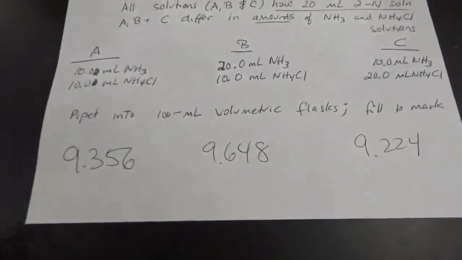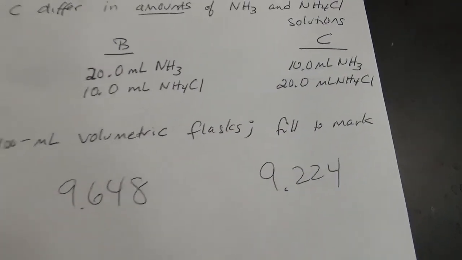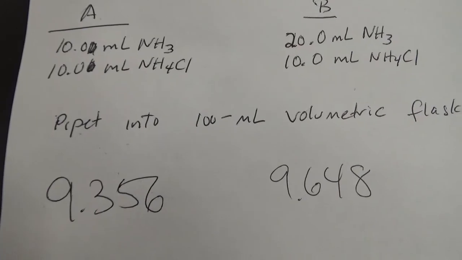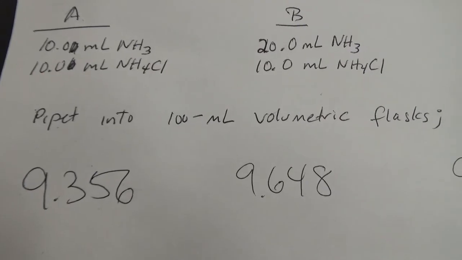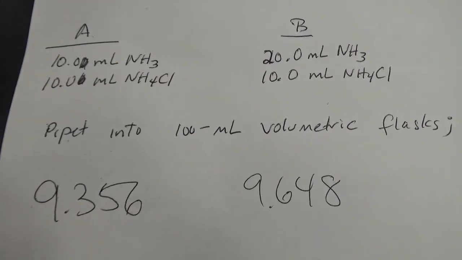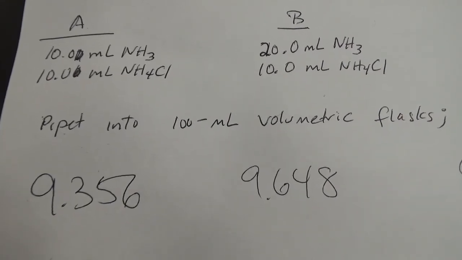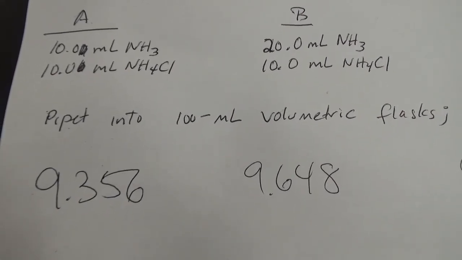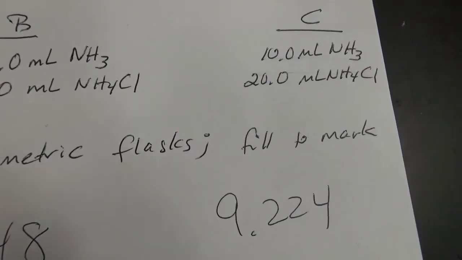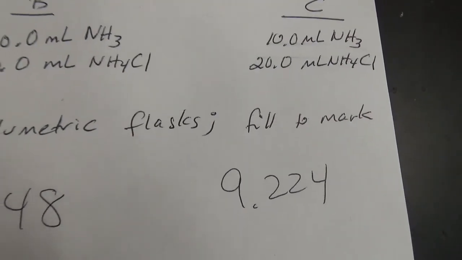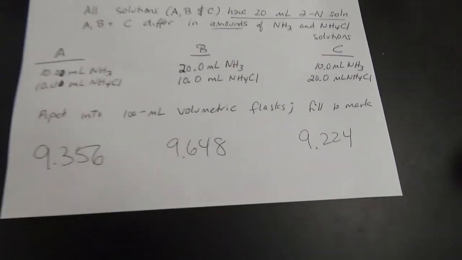Okay, so you can see these are my numbers for solution A, B, and C. Solution A, which has the same amount of the ammonia and the ammonium chloride, is about 9.34. In the next solution, where I've got more ammonia, which is the basic compound in the solution, it's gotten a little more basic. In this one, where I've got more of the ammonium chloride, which is acidic, the pH is down a bit from the 9.356, okay?